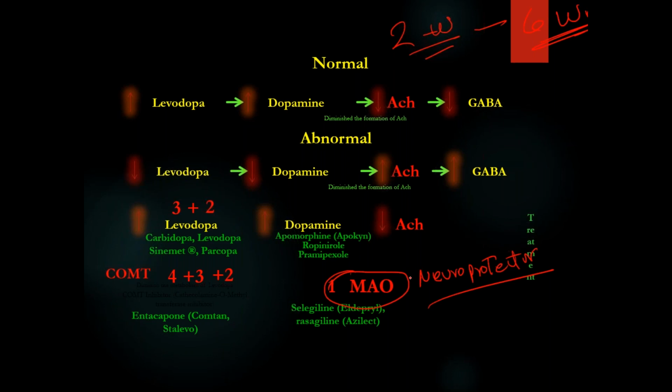MAO inhibitor is the monoamine oxidase inhibitor. That is going to actually be the first line of treatment. The MAO inhibitor is selegiline, so please write it down 10 times on your paper. Selegiline is always very common. This selegiline can lead to hypertension. When and how? Who can tell me?